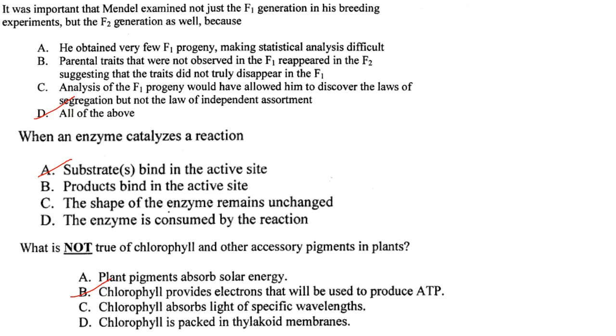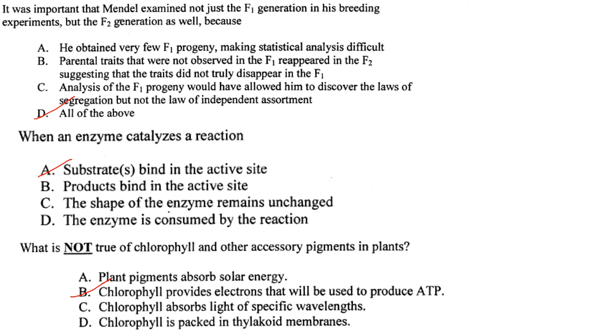When an enzyme catalyzes a reaction, substrate binds in the active site, product binds in the active site, the shape of the enzyme remains unchanged, the enzyme is consumed by the reaction. So substrate binding to its active site is correct. Answer is option A. What is not true of chlorophyll and other accessory pigments in plants?